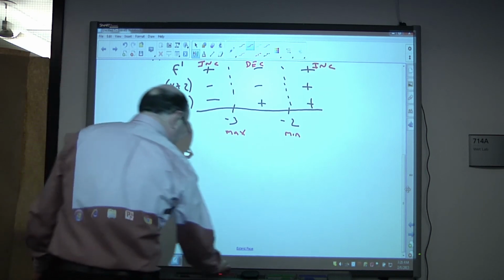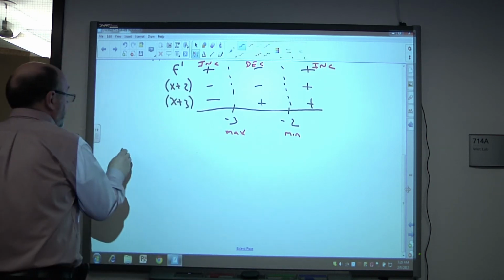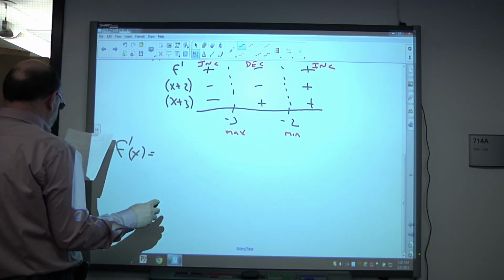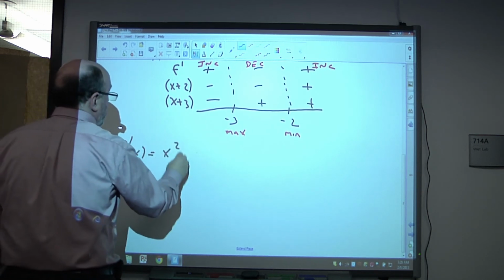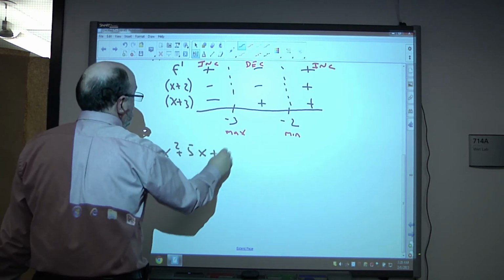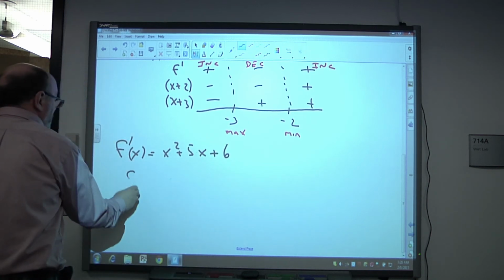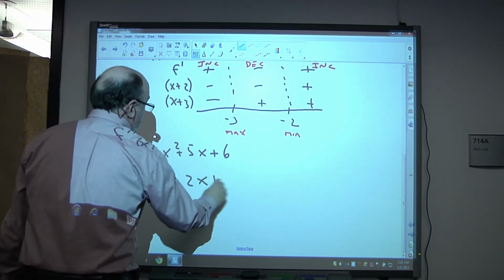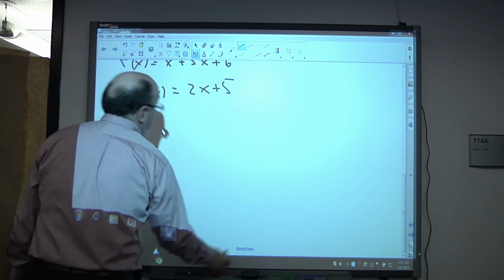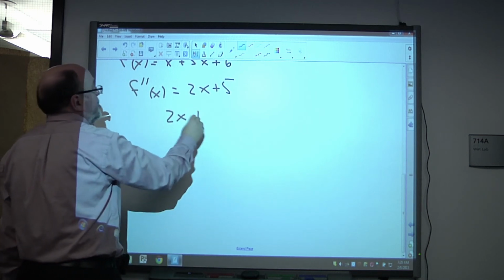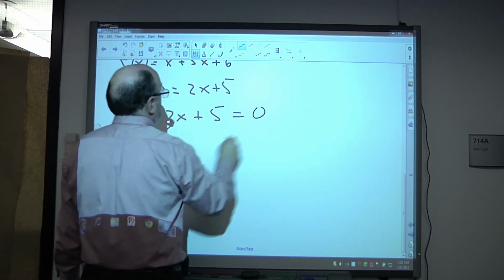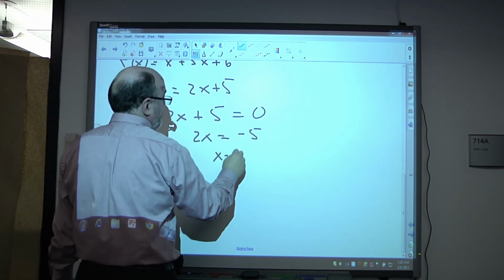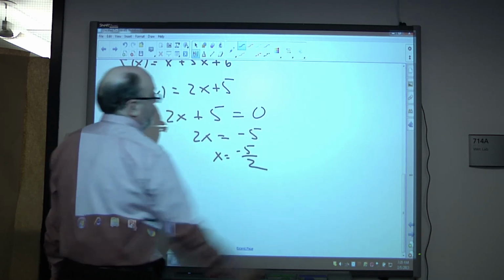So now let's go to the second derivative. Okay? So let's rewrite our first derivative, which we said was x squared plus 5x plus 6. So now we want to find the second derivative, which will be 2x plus 5. And again, we want to set that equal to 0. And so 2x is going to equal minus 5, so x is going to equal minus 5 halves. Right?